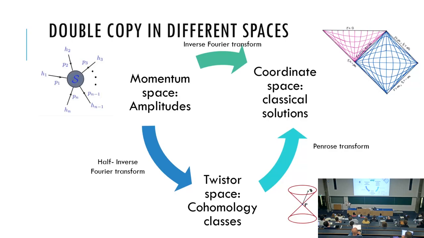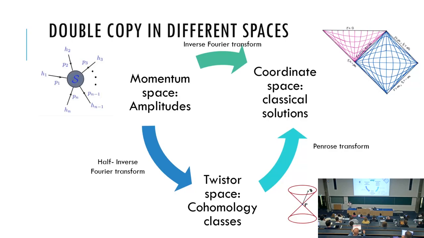So what I've explained so far is that we can have a double copy in momentum space for the scattering amplitudes. And I didn't show you, but in some cases you can do an inverse Fourier transform, and this will show you how you have also this double copy in coordinate space for these classical solutions.